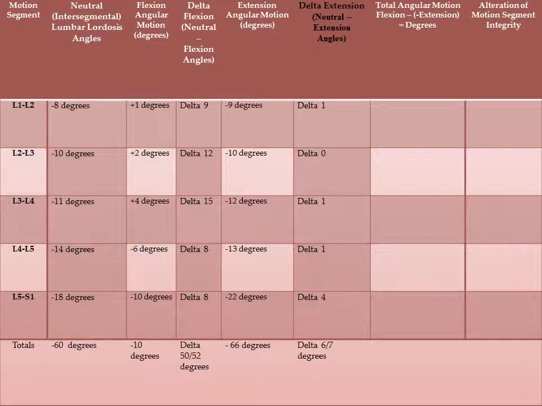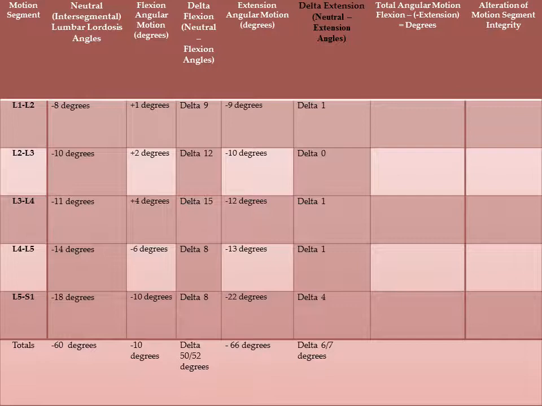At L2, L3, the delta extension degrees is 0, meaning that in the neutral lateral position, the intersegmental angle at L2, L3 was -10 degrees. In full lumbar extension, it also measured -10 degrees, indicating that there's no motion of that vertebra in the movement of extension. In fact, if you look, okay, I'll hold that discussion. So it's basically fixed or immobile in extension.